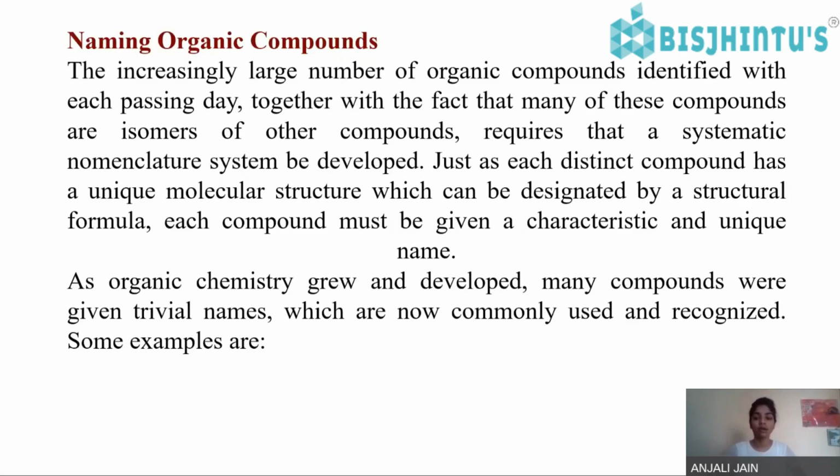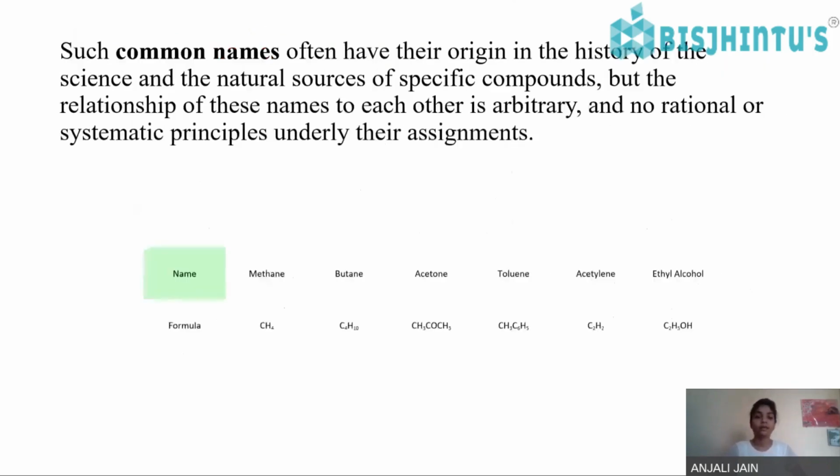That is why the need for IUPAC nomenclature came, because the trivial names were based on previous names or uses. If I talk about butyric acid, it came from butyrate. If I talk about citric acid, it comes from citrus fruits. So some common names have their origin in the history of the science or in a natural product. But the relationship of these names to each other is arbitrary, and no rational or systematic principle underlies their assignment. So the relationship is totally individual and different.